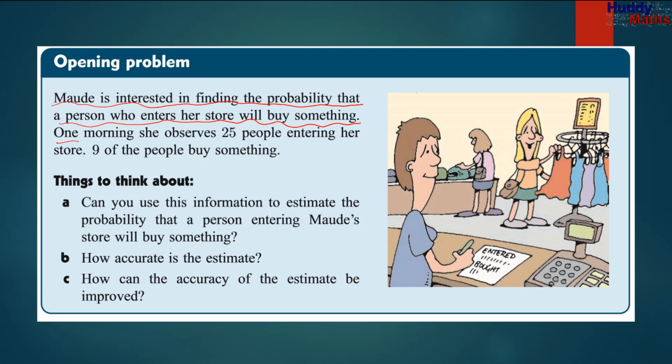One morning she observes 25 people, or better, circle that, 25 people entering her store. 9 of the people buy something. 9 is going to be important. Okay, things to think about. Can you use this information to estimate the probability that a person entering Maud's store will buy something?